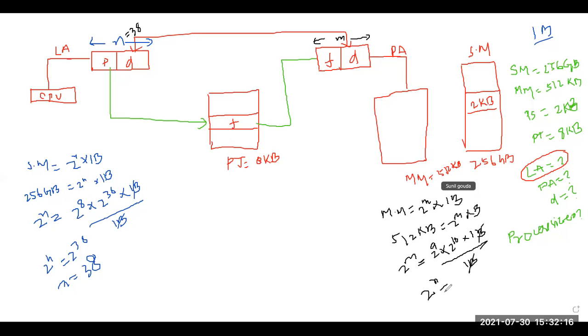2 to the power n equal to what? 2 to the power of 9. So, sorry, n. So, what is the value of n? N will be equal to 19. Fine. So, what is the value of m here? M कितना? M आ गया 9.